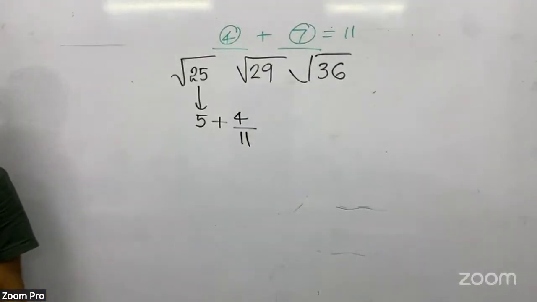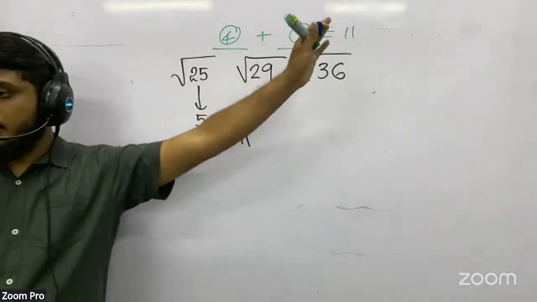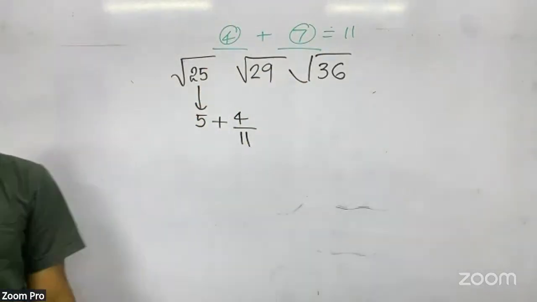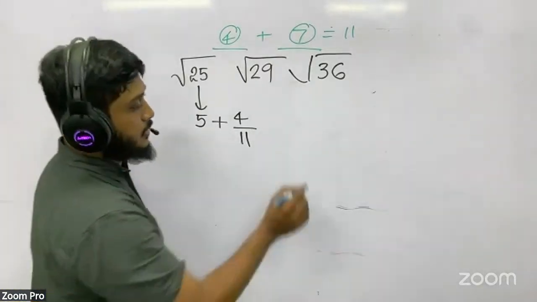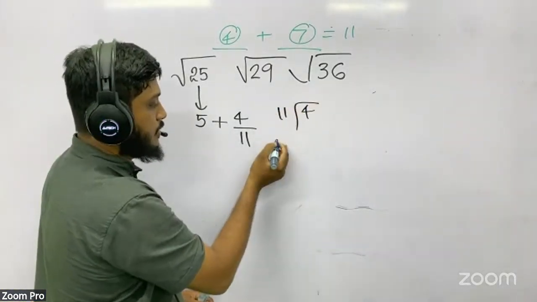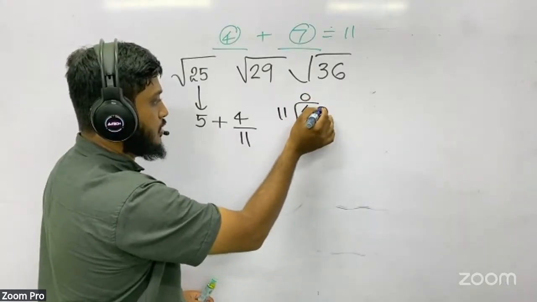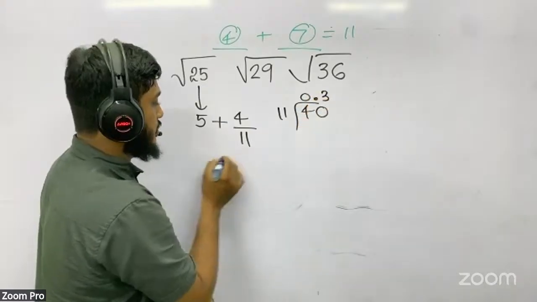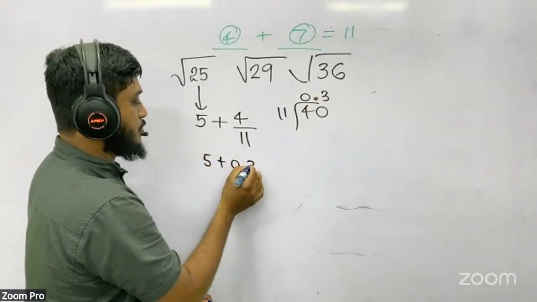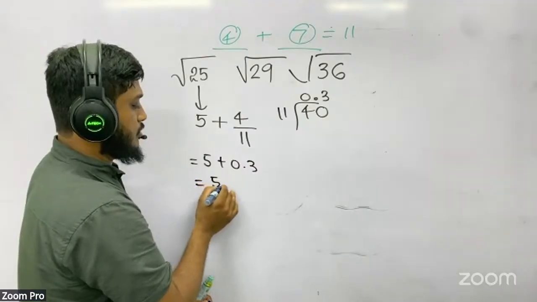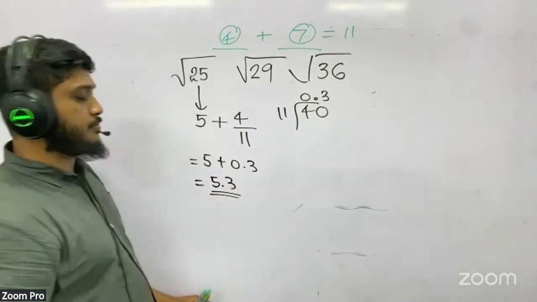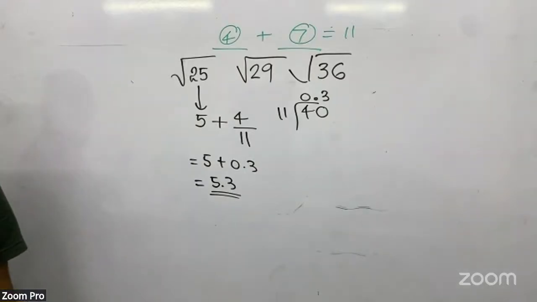Correct, no? Did you write 4 over 7? Careful. Always you have to write the total. Don't forget that. 4 over 11 means 4 divided by 11. How many 11s in 4? 0. If you want to continue, put 40 and a decimal point, write 3. Then the answer will be 5 plus 0.3, which is 5.3. Then the next value, I have to double check like this.